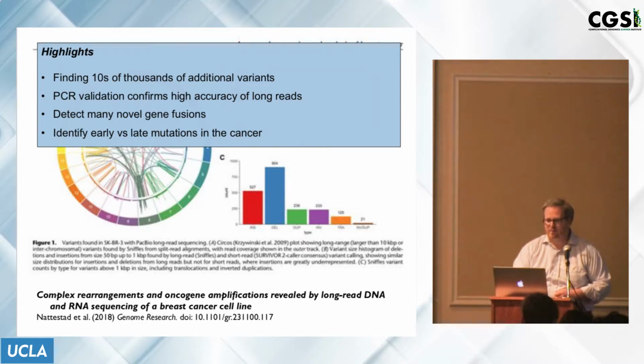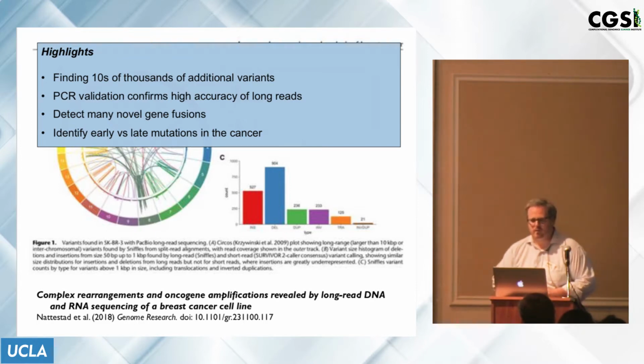Since I'm out of time, let me jump to the headlines. We're finding tens of thousands of additional structural variations. We did PCR validation over a large sampling of these, which confirms the really high accuracy there. We detected many novel gene fusions. We could even reconstruct the history of the cancer to identify early and late mutations in the cancer. This was just published in Genome Research, and knock on wood, it'll hopefully be the cover story of that journal in August. So that's all old. Let me just give you 5 slides, if you can bear with me, on some of the new stuff.